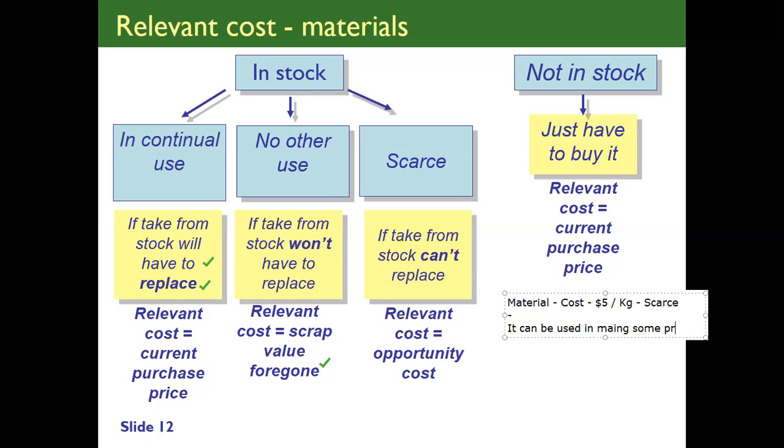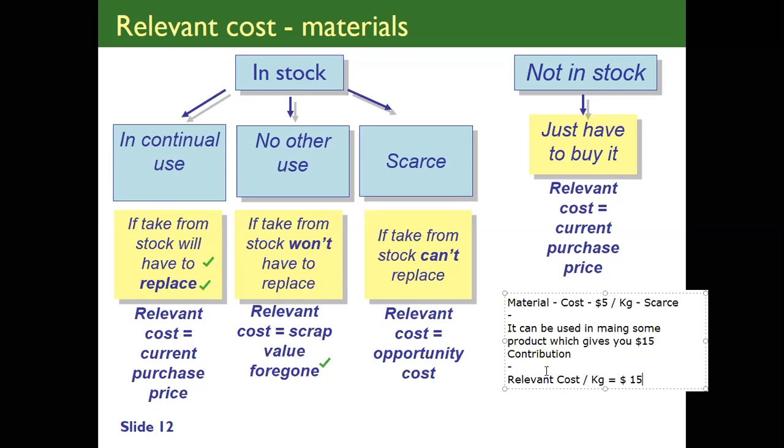And it can be used in making some product which gives you $15 contribution. So I can use this material, 1 kilogram, to make some particular product, and that product gives me $15 contribution. So now my relevant cost per kilogram is equal to $15. It's $15. Relevant cost is opportunity cost.